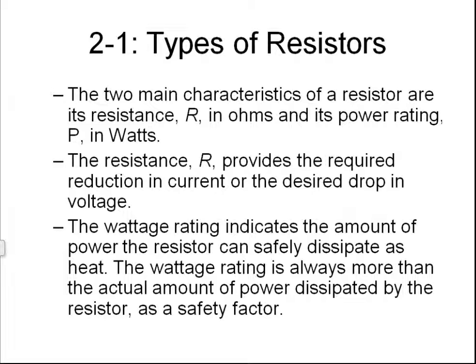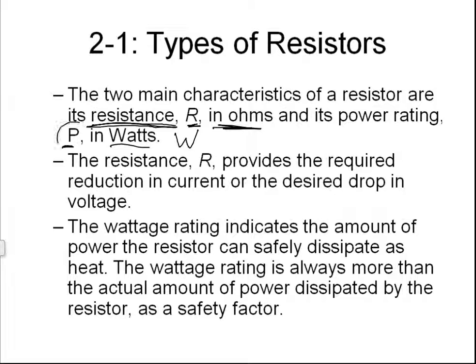Well, we know that we need resistors to limit current, and resistors have got two main characteristics. And the first one is the resistance of the resistor. Of course, once again, symbol is R, measured in ohms. The second characteristic is its power rating. Okay? Power rating, symbol is P, and it's measured in watts. That would be a big W for the unit of measure.